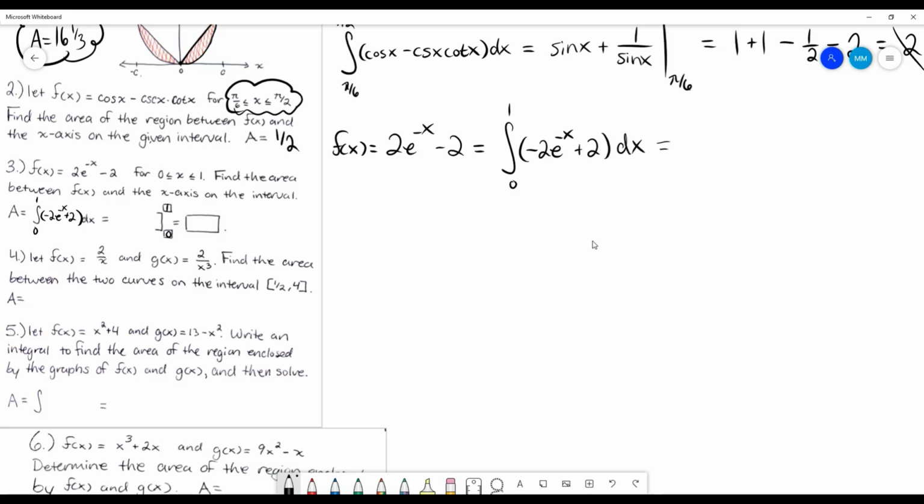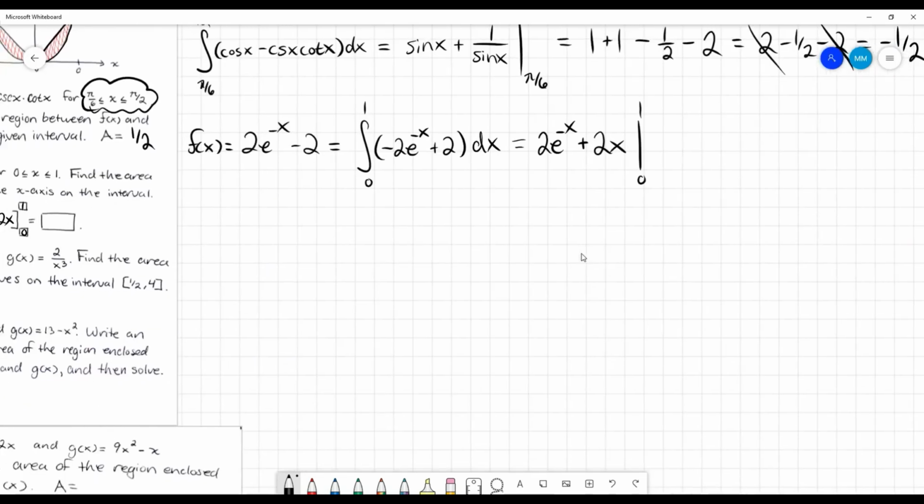Taking that integral, I know that this is just a coefficient. I know that the derivative of e to the negative x is going to be negative 1 e to the negative x. So going backwards, I'm going to divide by negative, so I'm going to get negative 2 divided by negative, so I'm going to get 2 e to the negative x. And of course, plus 2, it's going to be plus 2x. And of course, that's on our bounds from 0 to 1. We can go ahead and put that in over here.